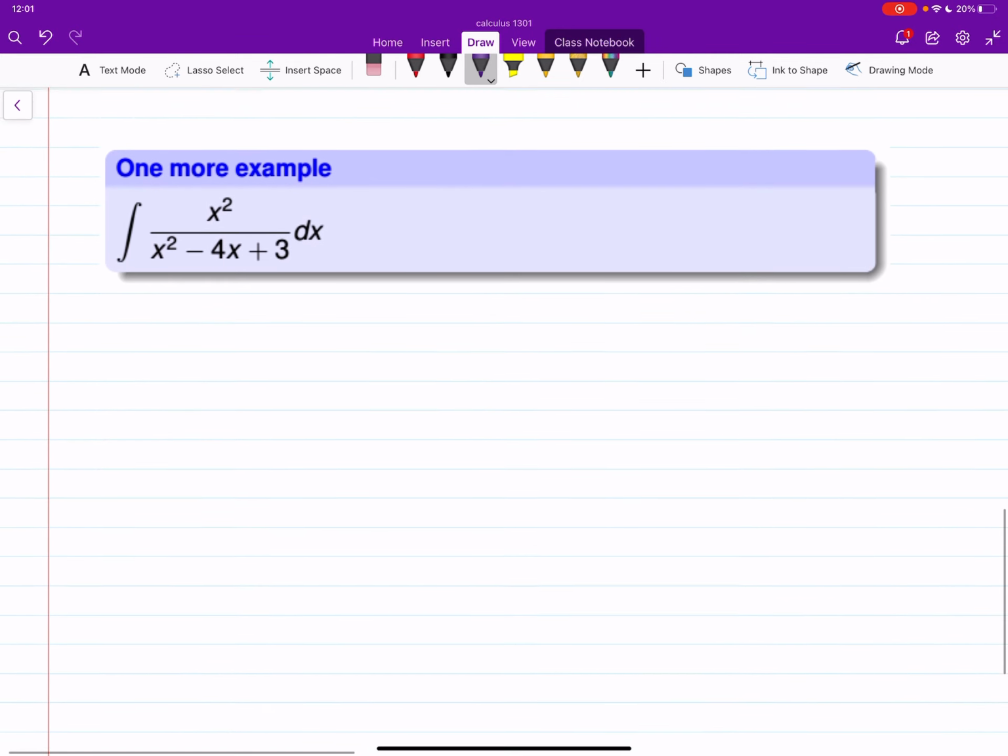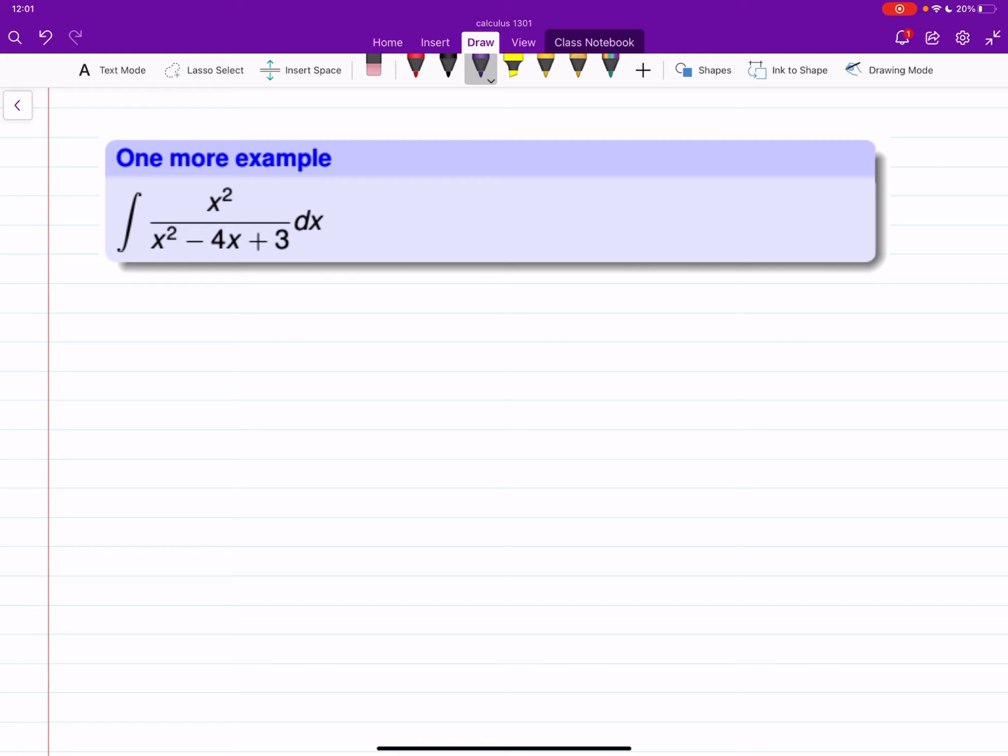Let's do one more example here. This example has another point that I should bring up before we move on. And that is that here the degree of the numerator is equal to the degree of the denominator. Always, if your denominator has degree less than or equal to your numerator, you must start with long division. So in this case, we have x squared here, x squared minus 4x plus 3 there. So I will have only 1. And then we subtract here. This will cancel that. Everything else will be 4x plus 3.